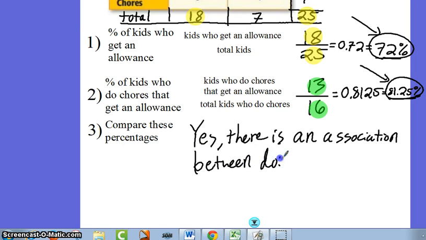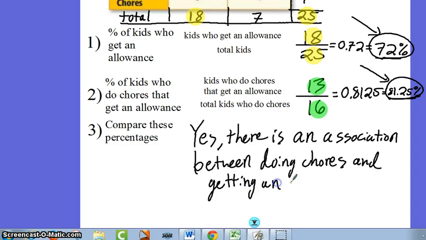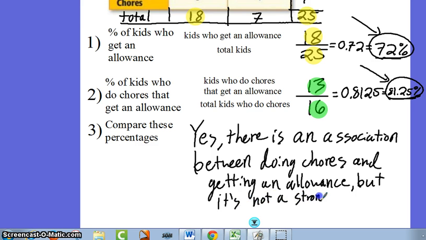between doing chores and getting an allowance. But it's not a strong association, because again, those two percentages are not terribly far apart. If it was, say, 13% and 81%, you could say, yes, there's an association. That's a very strong association. So that is a short video on how to use a two-way table to determine if there's an association between two variables.